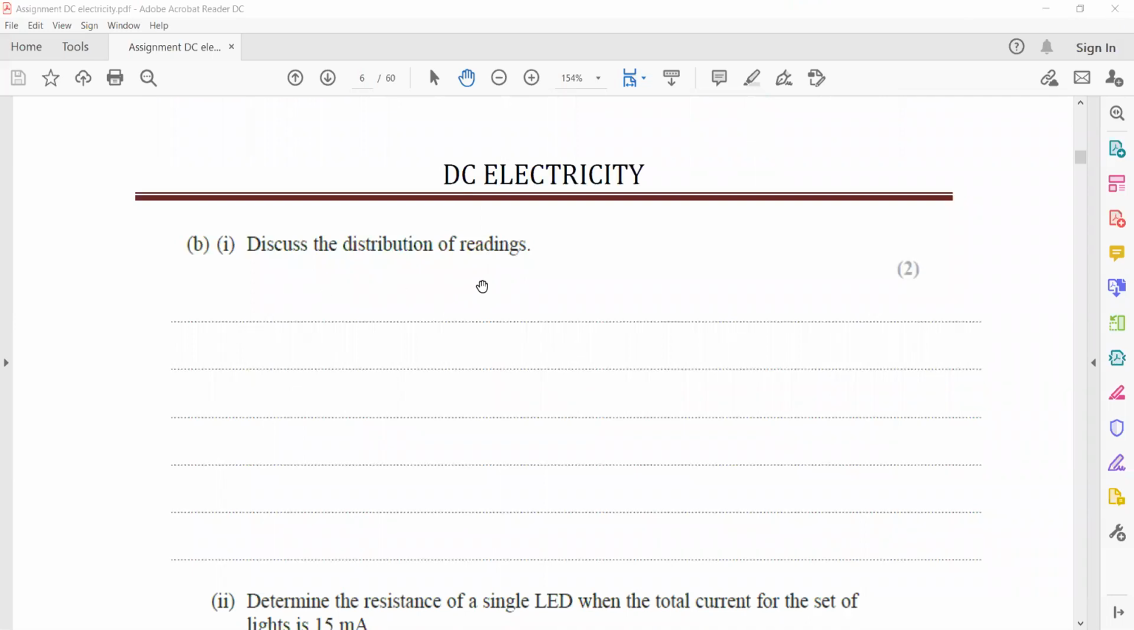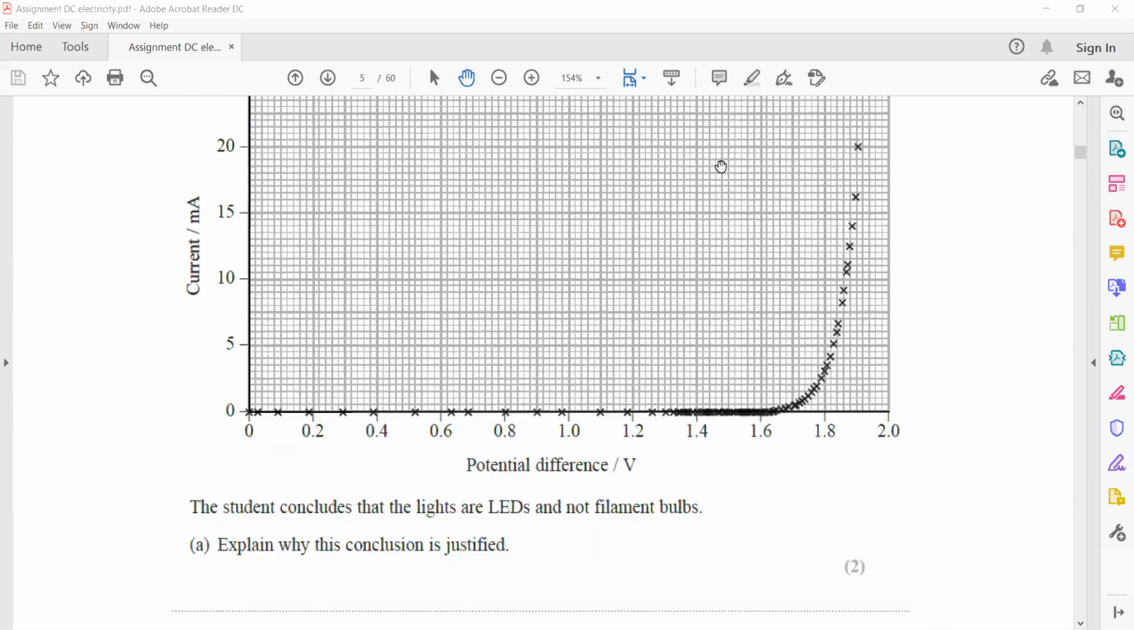Then discuss the distribution of the readings from this graph. So how can we discuss this distribution, or what can we comment on this distribution?